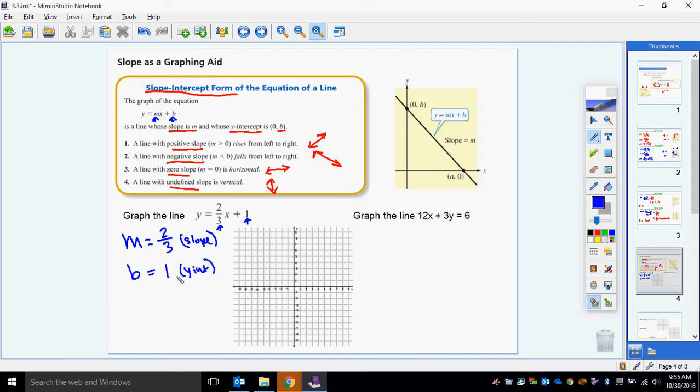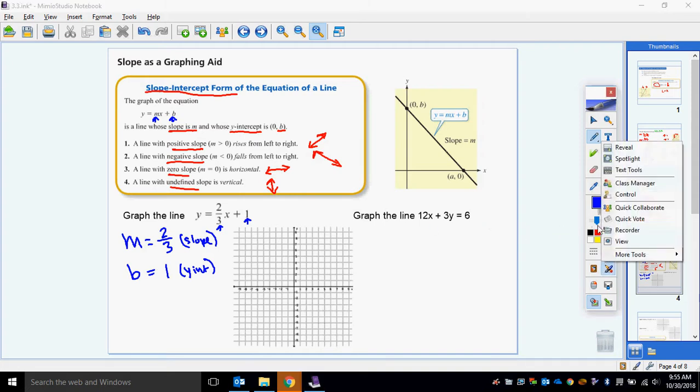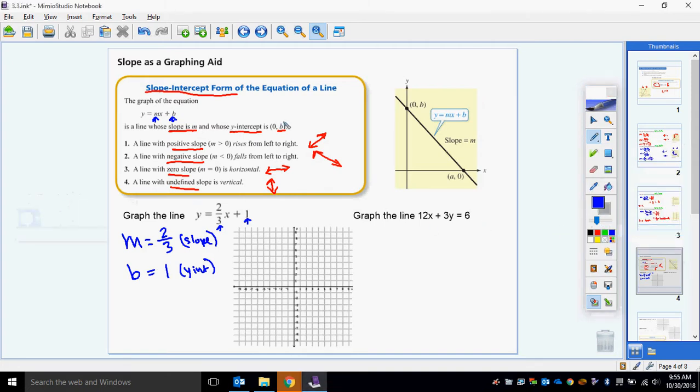Which one of these is a point on the graph? Is the slope a point that I can plot, or is the y-intercept a point that I can plot? It's the y-intercept. It's a point, right? This is the point (0, 1). 2/3 is not the point (2, 3). It tells you how steep your line is. So when I go to graph this, I'm going to plot that y-intercept on the y-axis at 1.